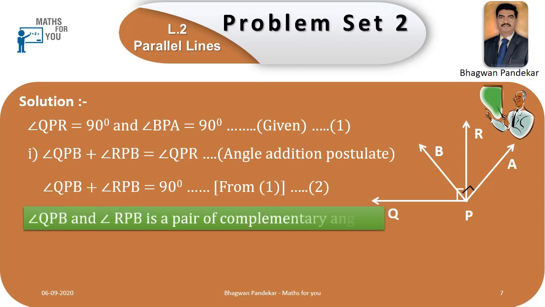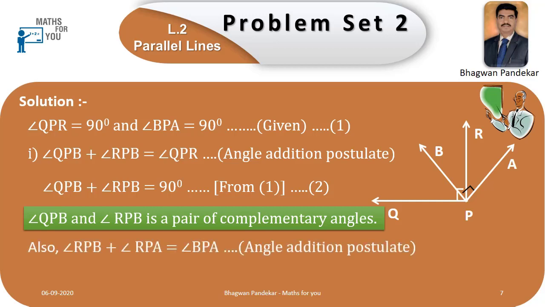So therefore, angle QPB and angle RPB is a pair of complementary angles. Also, angle RPB plus angle RPA is equal to angle BPA. Reason is angle addition postulate. Therefore, angle RPB plus angle RPA is equal to 90 degree from equation first. So, this is your equation second.